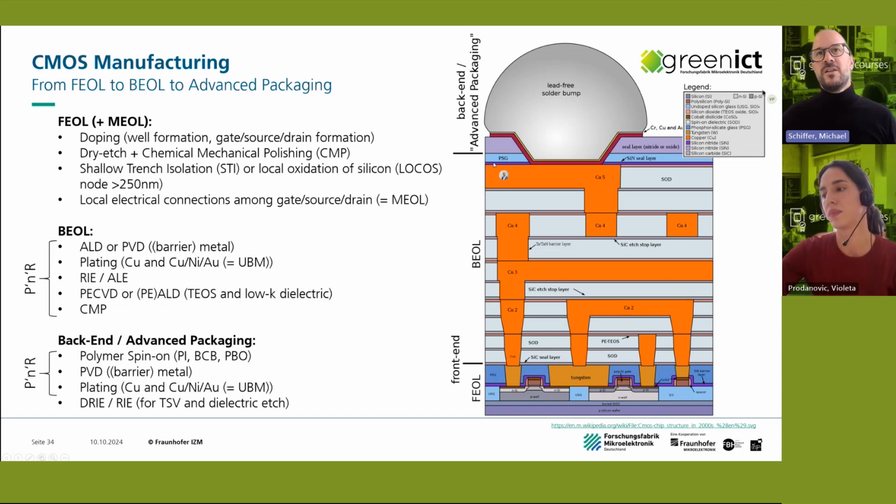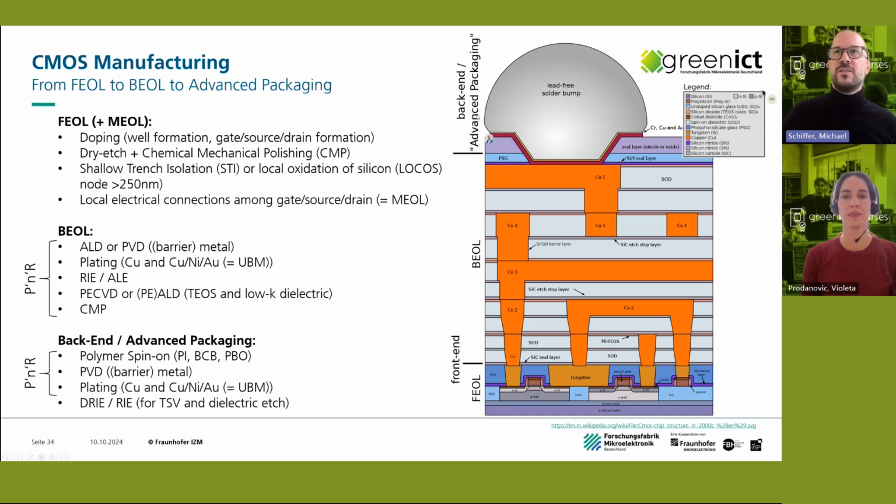Then you have the back end of line, which mainly consists of processes in the range of ALD and PVD for the barrier materials, plating for copper for the UV, RIE, and probably in the lower sections also ALE, PCVD or PALD, so TEOS or low-k dielectrics, and CMP. In this process sequence, usually it is a process and repeat to build up all these layers.